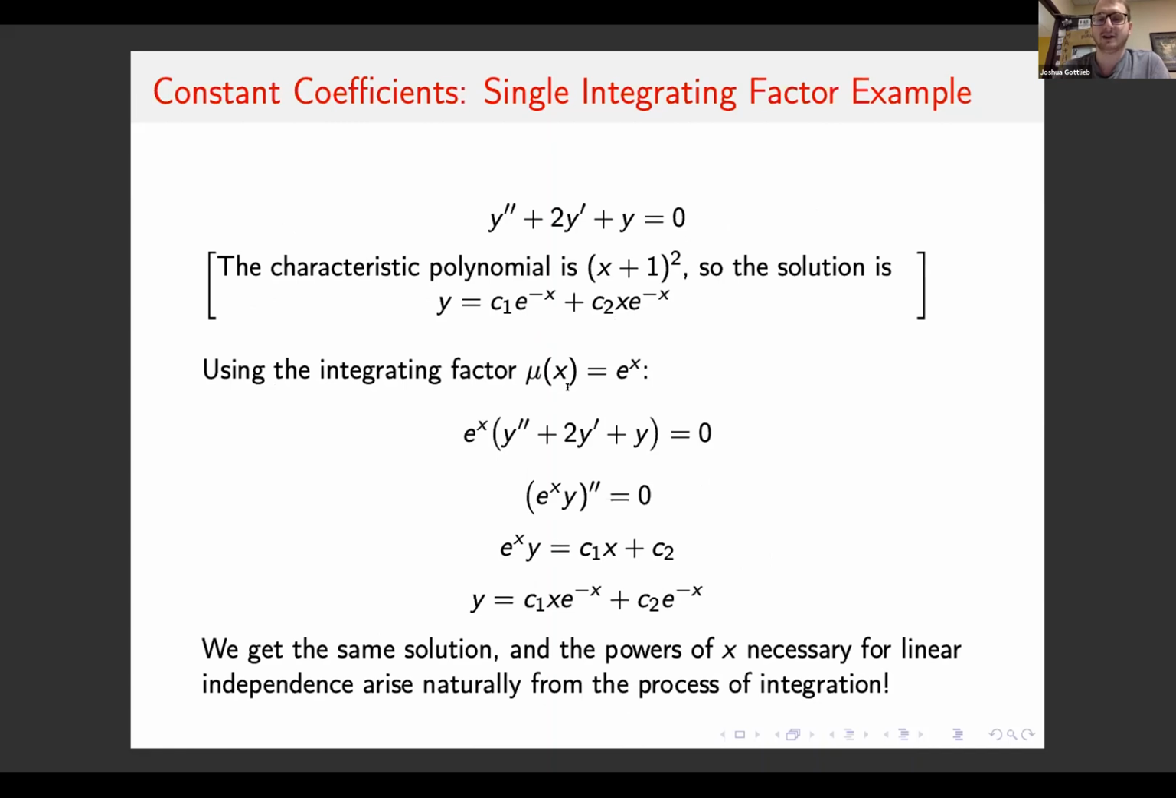Using our integrating factor e to the x, we multiply both sides by e to the x, group into the product derivative, and then we take the integral twice, which gives us c1 x plus c2 on the right-hand side, and then divide by our integrating factor, which gives us the same solution that we got from the characteristic polynomial. And the really nice part about this process is that you get the powers of x that are necessary for linear independence naturally from the process of integration.